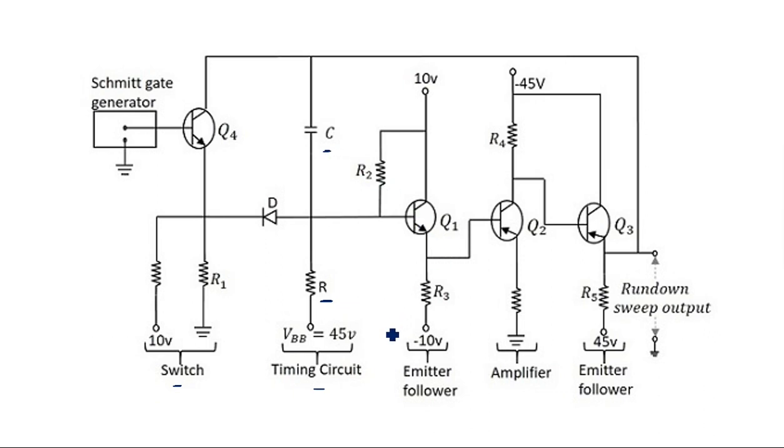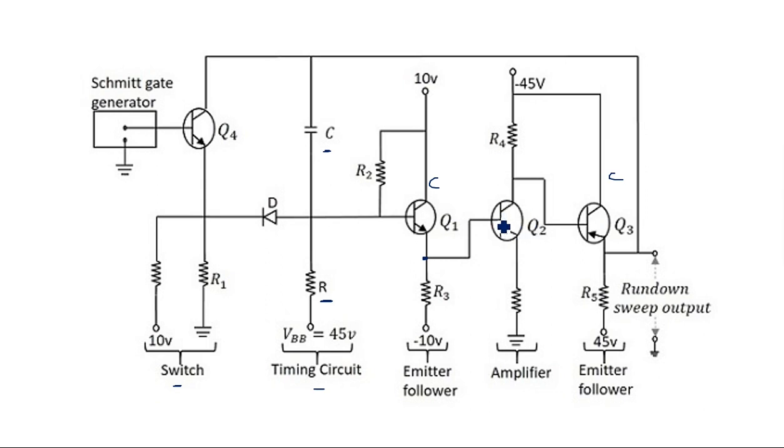And now, as I said, there are three stages here along with these two, switching and timing circuit. The main three stages acting for the purpose of linearity are emitter follower followed by amplifier followed by emitter follower again. Emitter follower is nothing but common collector. So collector is common. This is the collector terminal and this is the collector terminal here also. So collector terminals are common in these two stages, first and last. And emitter is acting as an output terminal. So through emitter we are taking the output.